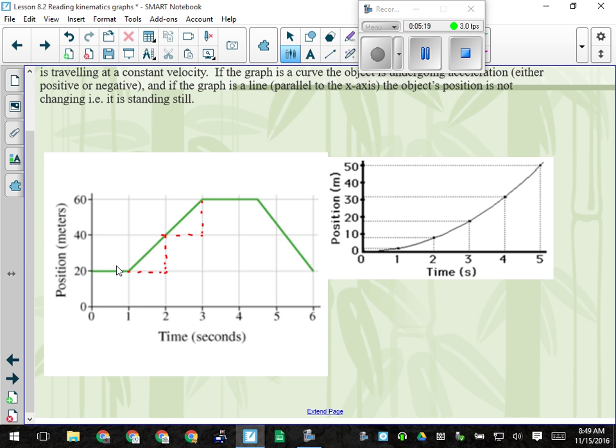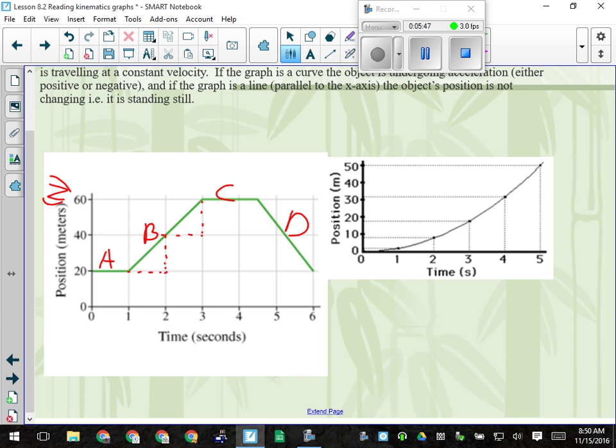Okay, and that's how, if I was asking you on a test, describe what's going on in A, B, C, and D, I would say in A, you could say the object is standing still. In section B, the object is moving at a constant velocity forwards, or in a positive direction. Or maybe it would give you a direction like north, something you have to look for on the axes sometimes.